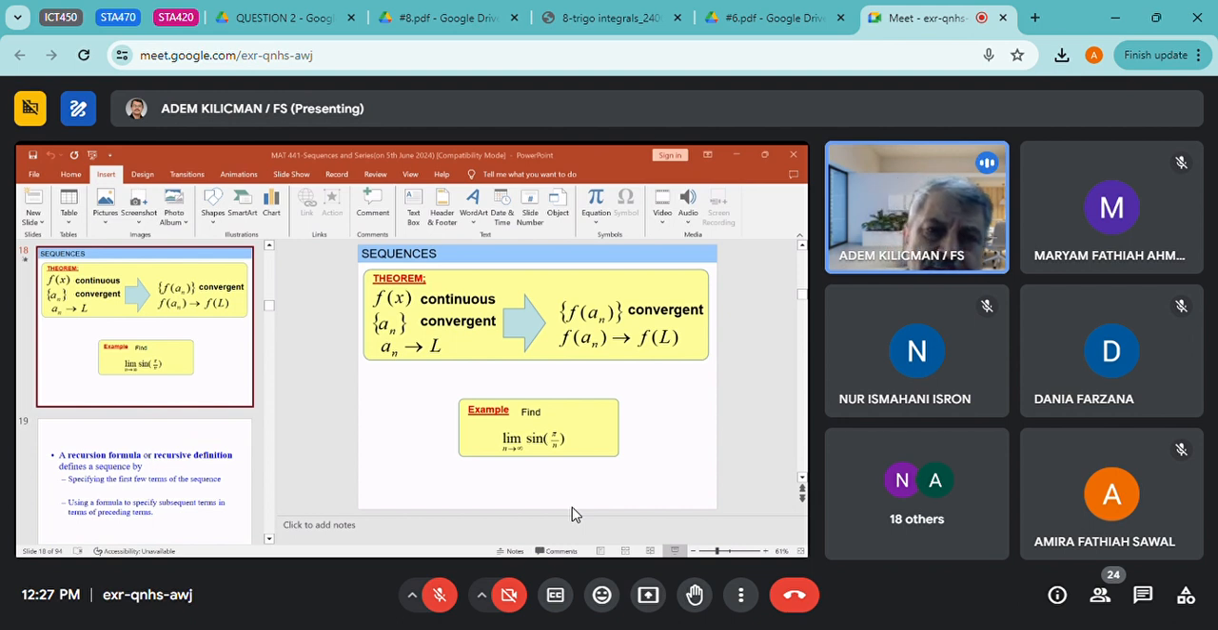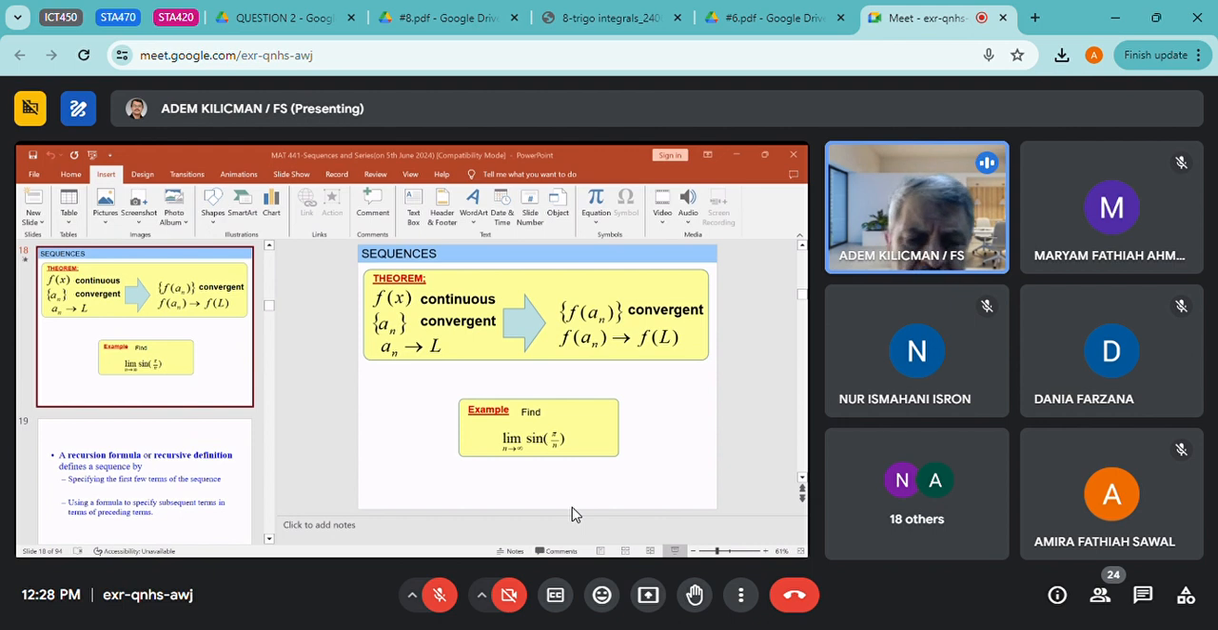For example, here, find the first 4 terms of the sequence. The first term is given like this, and a_n is 2a_(n-1) plus 1. So what does this mean? a_1 is 4. In order to generate a_2, we replace a_(n-1), the previous term, with a_1. So like this, a_2 we will get as 2 times a_1 plus 1.